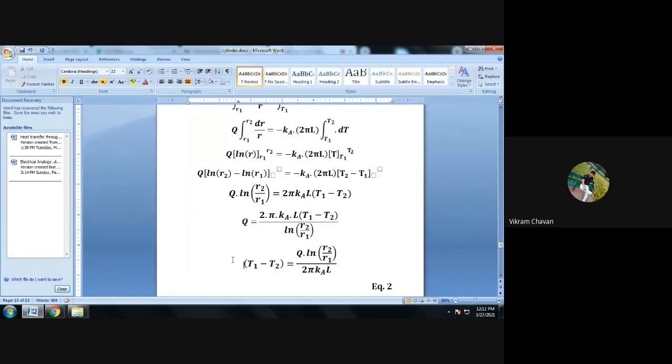T1 minus T2 is equal to Q multiplied by ln of R2 divided by R1, whole divided by 2 pi k suffix a multiplied by L. So that will be our equation number 2.